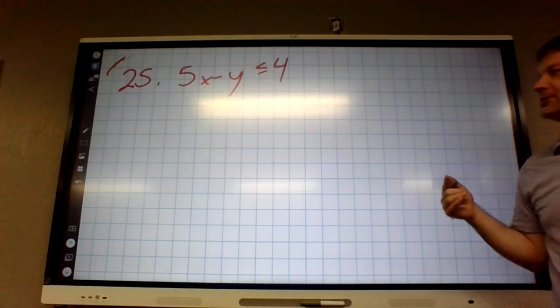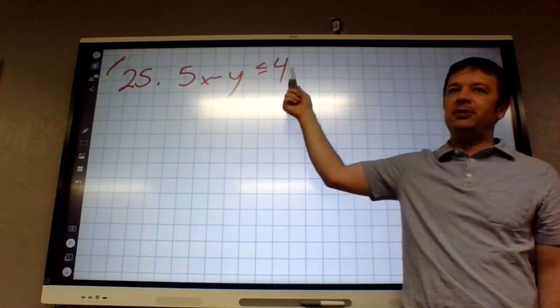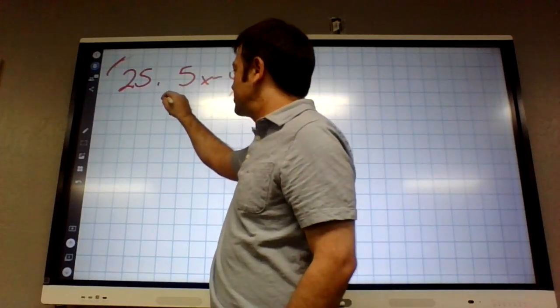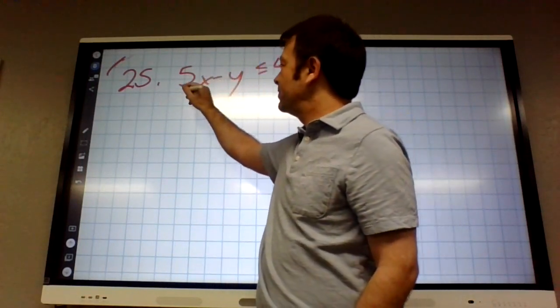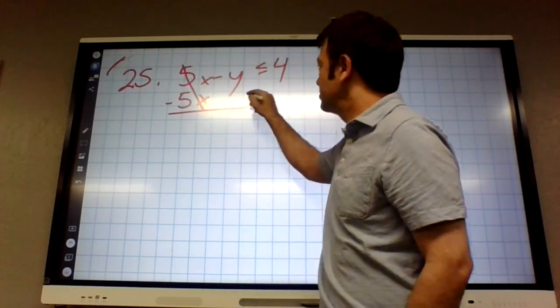So, but just like yesterday, when the line is in standard form like this, what do I need to do first? Change it to slope-intercept form, get y by itself. So I'm going to subtract the 5x to get rid of it on the left.